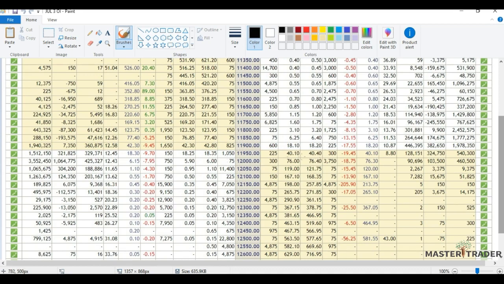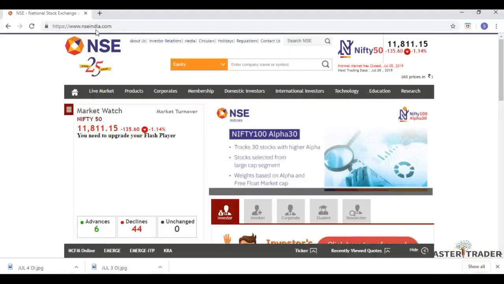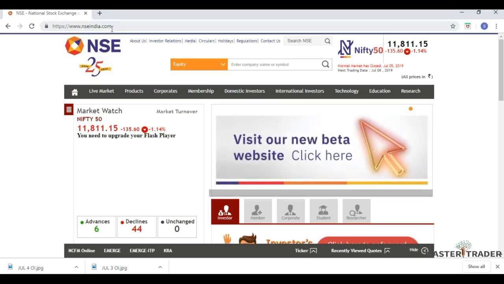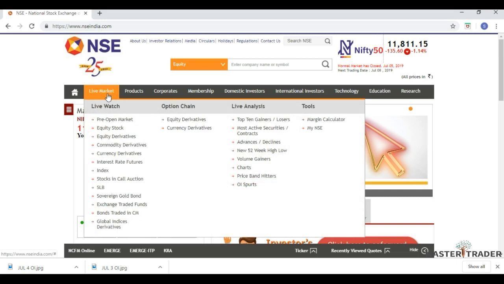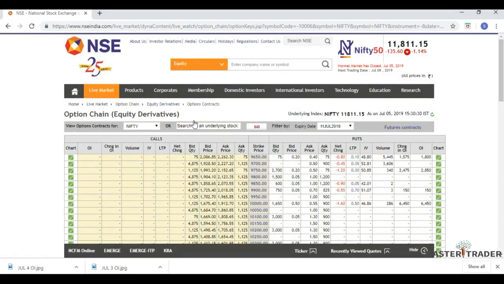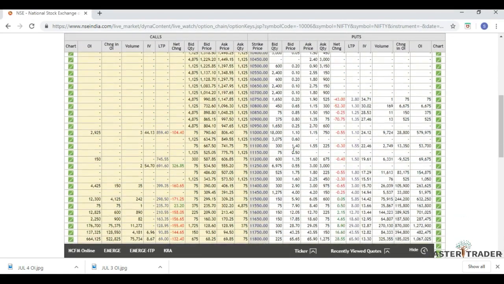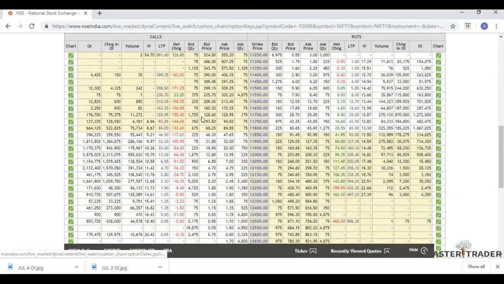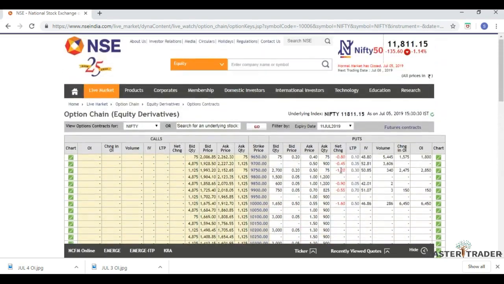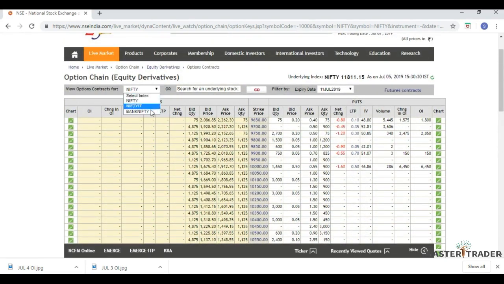So we can look at this option chain analysis, and we can get that from the NSE website, right? So if you go to nseindia.com, and if you go to live market, you click on equity derivatives. Okay, so here it will give you the option chain analysis for whichever FNO instrument, be it Nifty, Bank Nifty, or you can select for any stock as well.